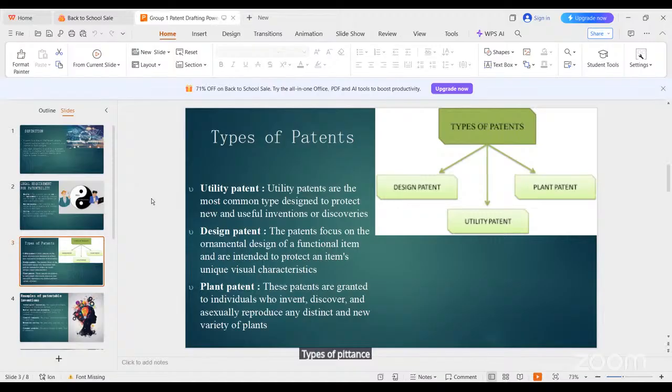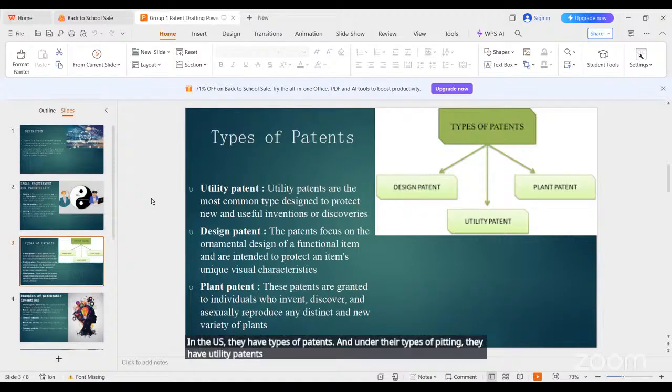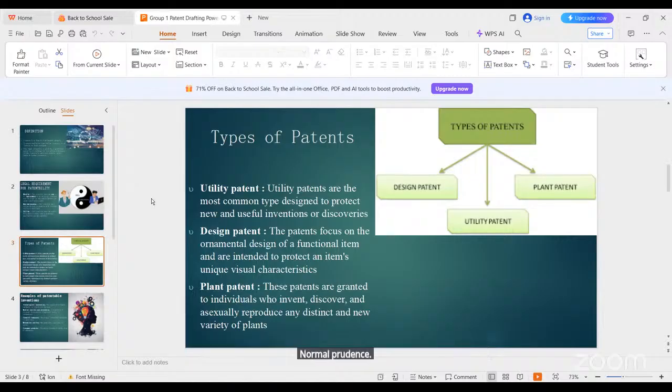Now, what you've done here is you're adapting the US format. In the US, they have types of patent, and under their types of patent, they have utility patent. Now, utility patent is what we call normal patent. Design patent is what we'll call industrial design. And their plant patent is what we call plant variety rights.